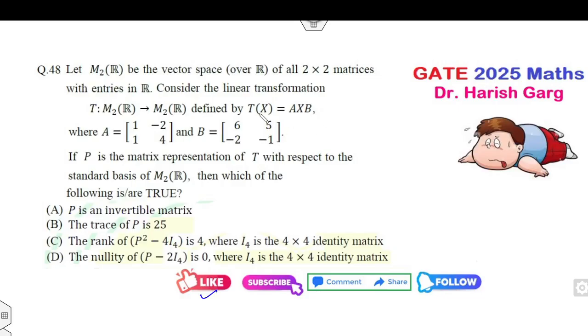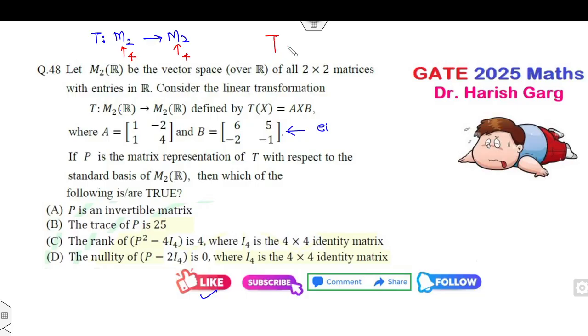Chaliye, look at this next one. M2 is a matrix. Again, it's a matrix, I can solve with the help of the eigenvalue. First of all, T is the map from M2 to M2. Can you find the dimension of this space? It's 4. The dimension of this space is 4.